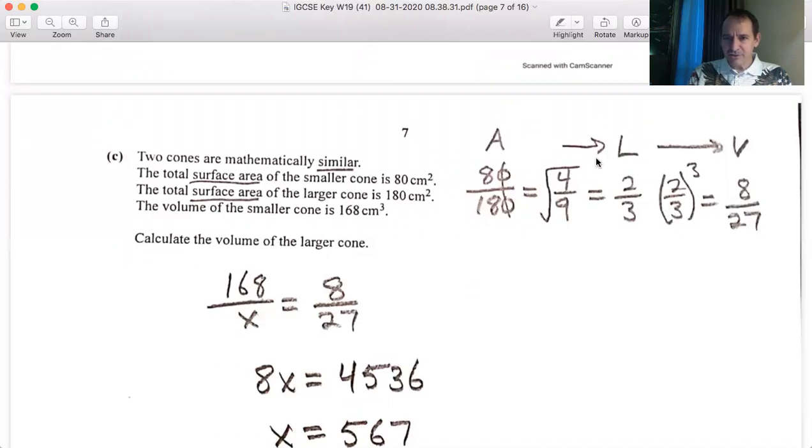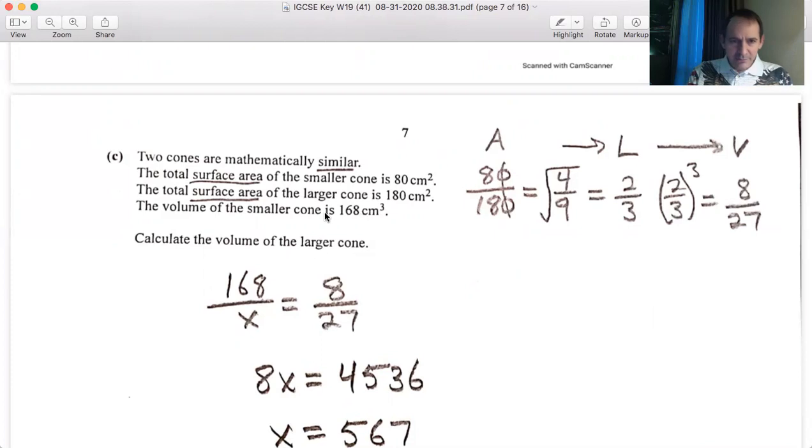And that takes us from area down to length, or 1 dimension instead of 2 dimensions. So our ratio for length is a 2:3 ratio. Then to get to volume, we will cube that, because now we're in centimeters instead of centimeters squared. So we take our centimeters and cube it. And so now our ratio becomes 8:27 for volume. So a 4:9 ratio of area is a 2:3 ratio in length, which is an 8:27 ratio in volume.